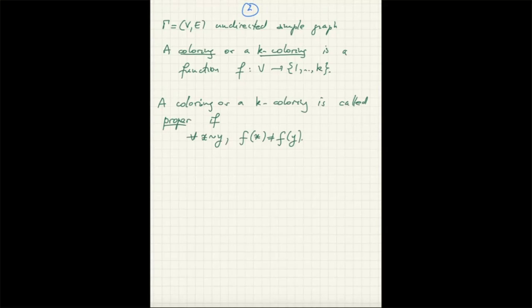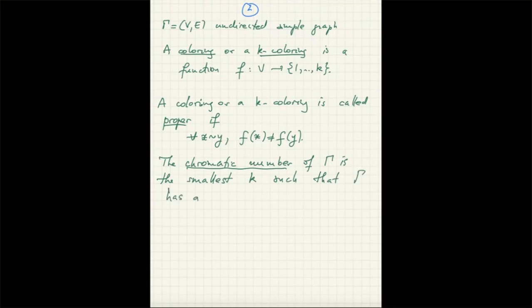And then we can define the last parameter here, the chromatic number of gamma, which is the smallest k such that gamma has a proper k-coloring. We denote this chromatic number by chi. Chi of gamma denotes the chromatic number. Okay. So let's do some examples of how this works.